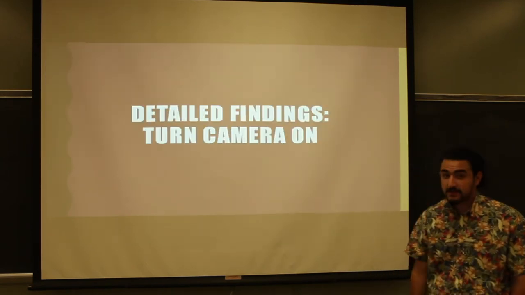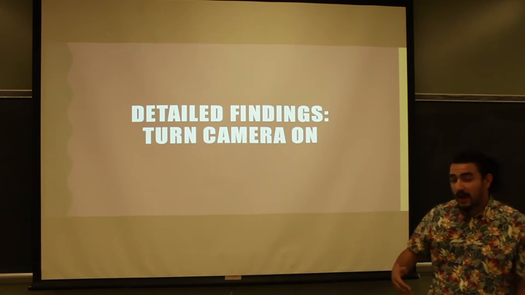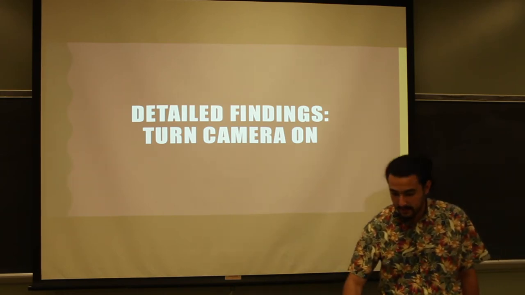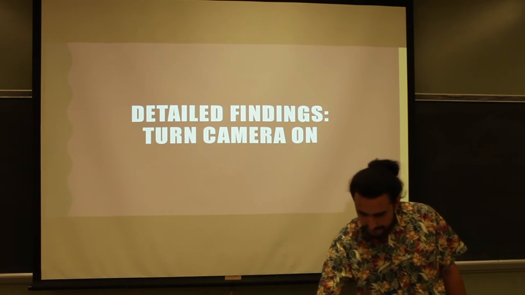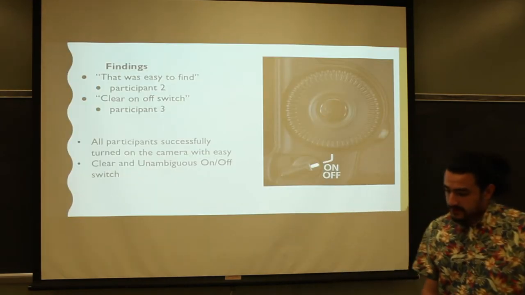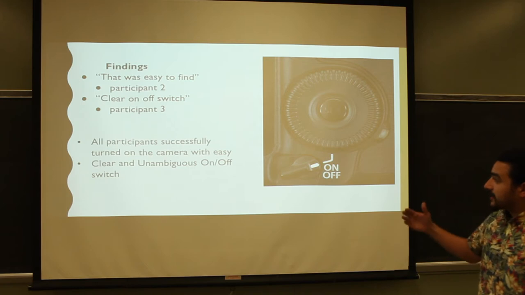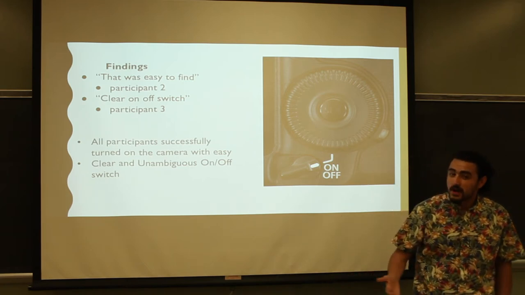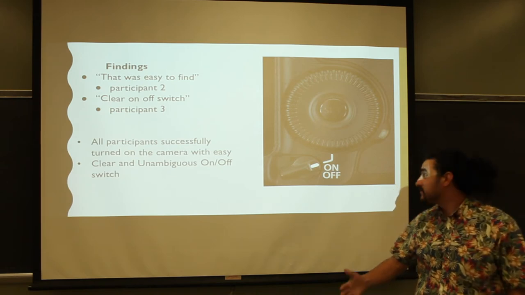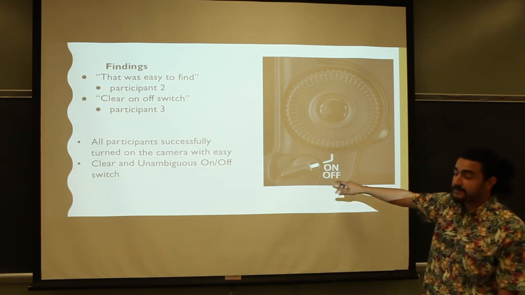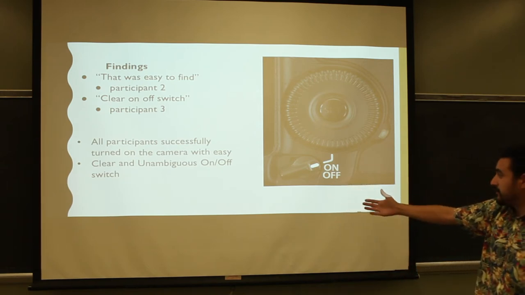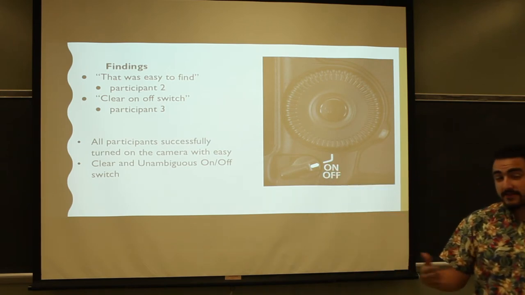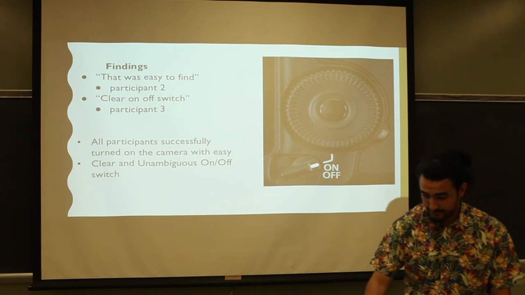So here are some detailed findings on the camera that I got after experimenting with these people and understanding how they felt with the camera in their hands. So first, we're going to talk about turning the camera on and off. In order to take a photo, you must turn the camera on first, which Canon does actually very well with. As you see, their on-off switch is very, very clear. It's there. You understand that this is on and this is off. So all participants were actually successful in doing so and turning on the camera.